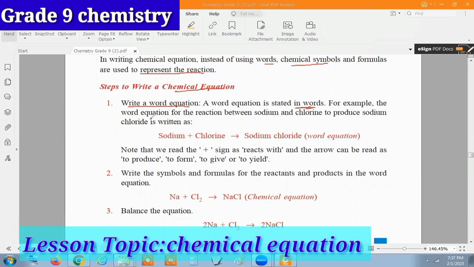For example, the word equation for the reaction between sodium and chlorine to produce sodium chloride is written as follows.